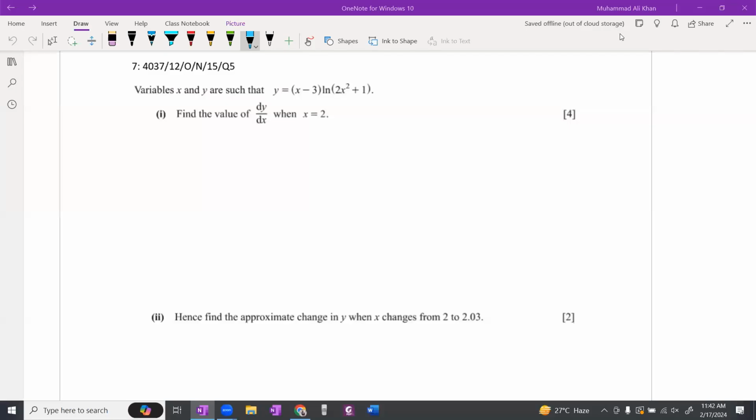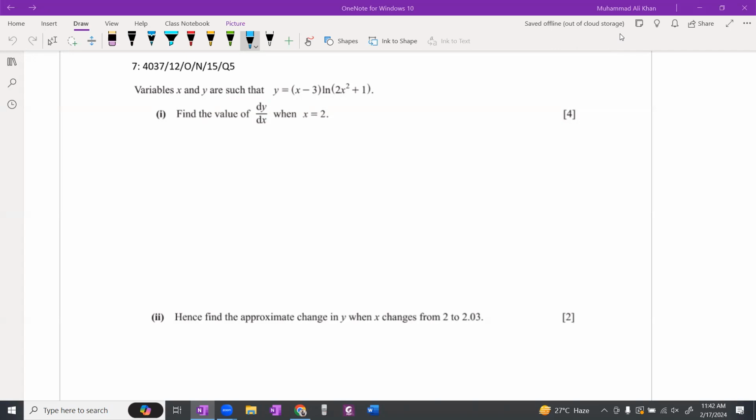Assalamualaikum students. Today we are starting again the past paper questions of differentiation. We have done up to question number 6 in the last class, and now question number 7. Variables x and y are such that these are connected. Find the value of dy over dx.